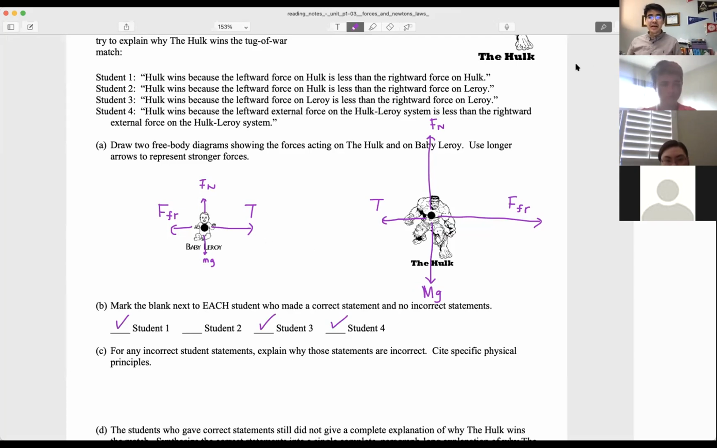So this is the outward system, right? With this outward system thing, I try to think, okay, if this is one system, I'm going to draw a box around the system. And the only outward two forces are this one and this one. So that's why student 4 is correct.